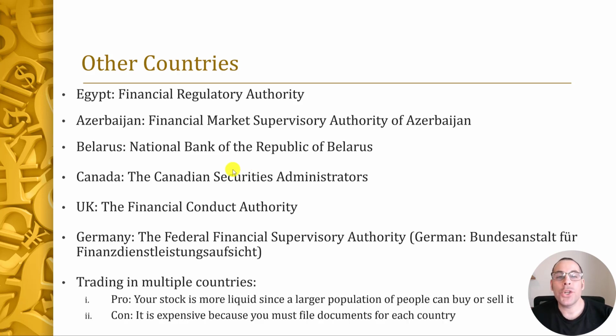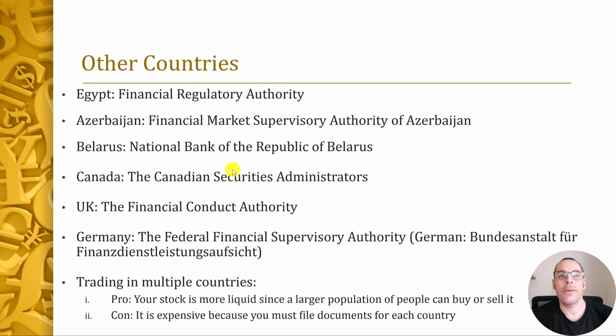Lots of big companies trade in multiple countries, so a big pro is your stock is more liquid. A larger population of people can buy or sell it. A big con is it's really expensive to trade in multiple countries. You have to file documents for each of those countries. Even though there's lots of similarities between the documents, they are slightly different. And I've consulted for many companies. It's a real headache to convert the 10K to another country's format.